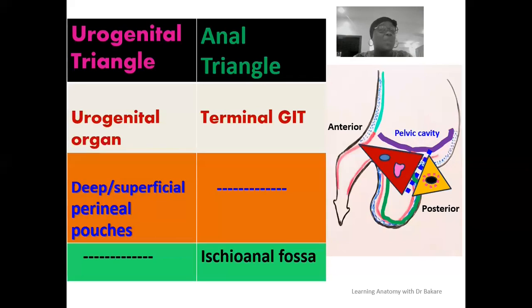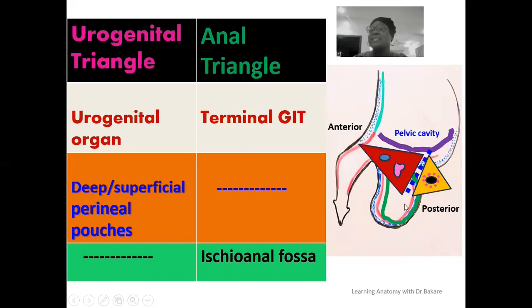Also going further within the anteriorly placed urogenital triangle, this anteriorly placed urogenital triangle is a complex triangle. It is more complex than the anal triangle that is located behind it. And the reason behind this complexity is because within the urogenital triangle, we have two pouches. So it is within the urogenital triangle that is located in this anterior region that we have the deep and also the superficial perineal pouches. These pouches are limited to just the urogenital triangle. They are not seen within the anal triangle.